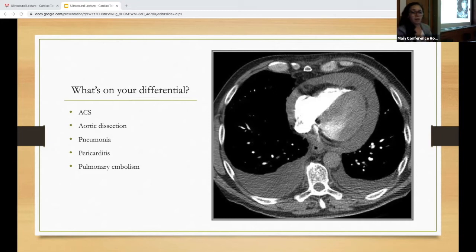So despite the fact that he wasn't hypertensive, since the character of the chest pain was radiating to the back, we decided to get a CTA to rule out an aortic dissection. This is not the exact CT, but pretty much what it looked like. And it's clear what we should have done is grab ultrasound, where we see a pericardial effusion.